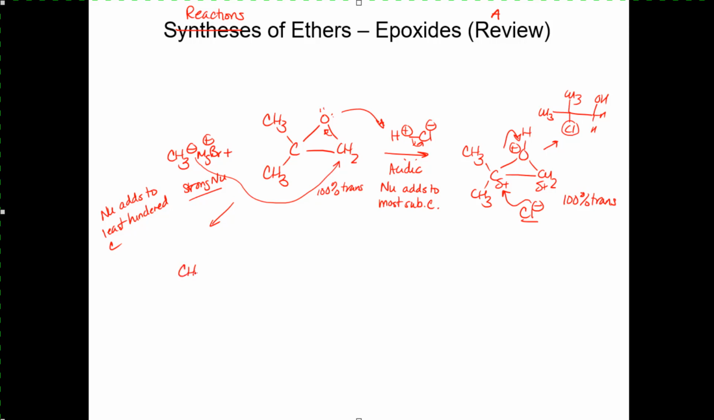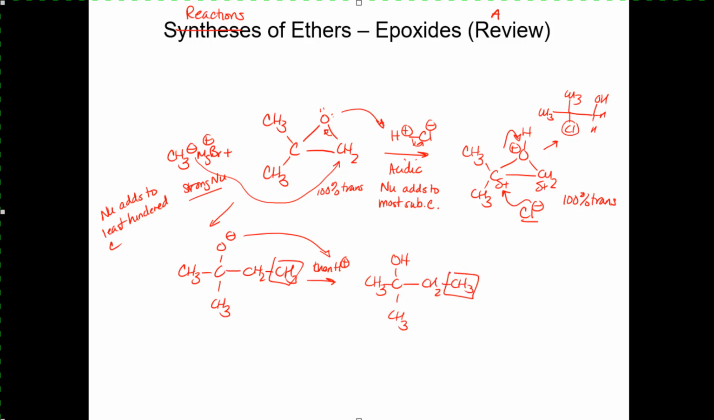So now I'm going to end up with my O minus swinging over to the most substituted carbon, and my CH3 group now adding to the least one. And then what happens, well, whenever I use an anion, I then have to have an H plus, H2O step to protonate then the O minus to form then the final product.